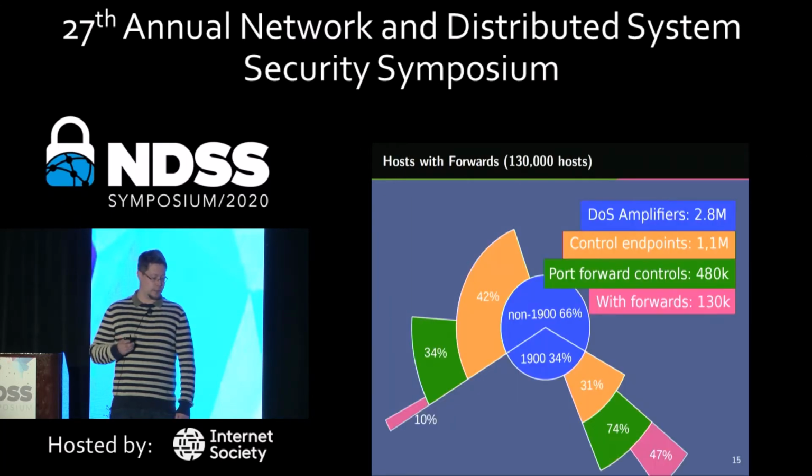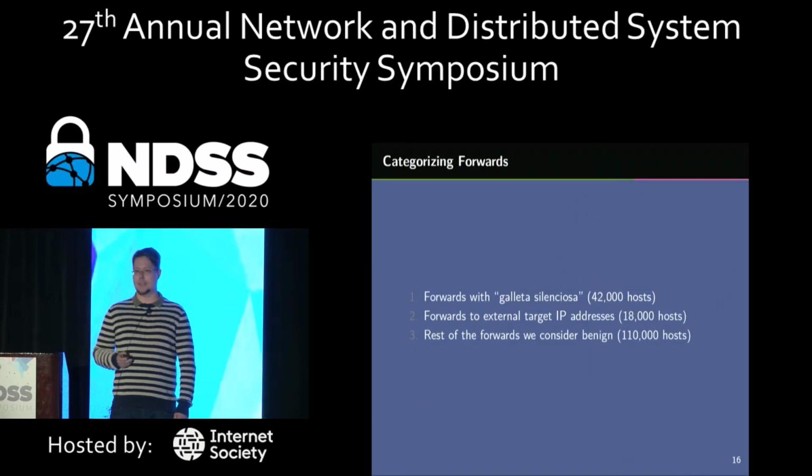Not all of these gateways had active forwards, but we are going to investigate a couple of cases of forwards that we saw. The first group of forwards had the same description, Gaeta Silenciosa. The second group were actually not targeting internal hosts, which is the regular use of this protocol, but some external IP addresses. And the rest of the forwards we consider benign.